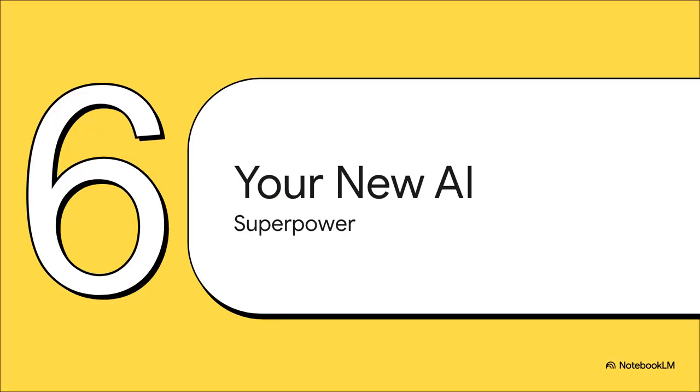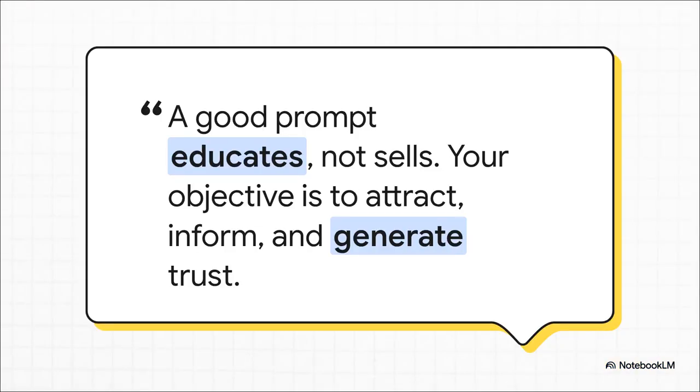So you can see the RUTA method, it's really more than just a little trick. It's a fundamental shift in how you should be thinking about working with artificial intelligence. I love how the source material puts this. A good prompt educates. You're not just barking orders at the AI. You're guiding it. You're teaching it about your goals. Your real objective is to build trust with your audience. And that starts with an intelligent, well-informed prompt.